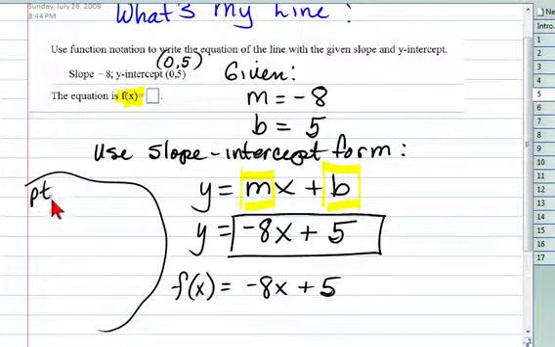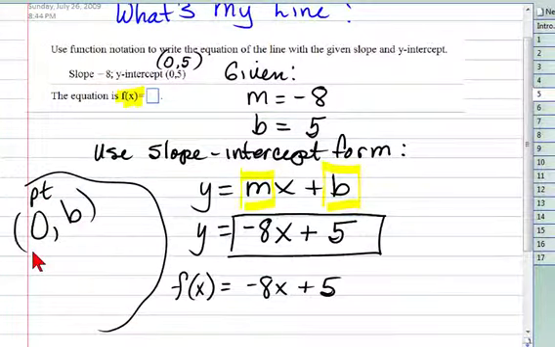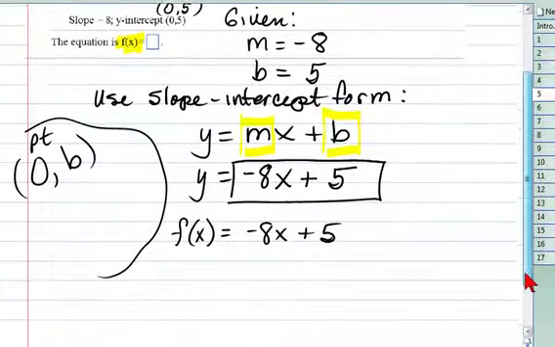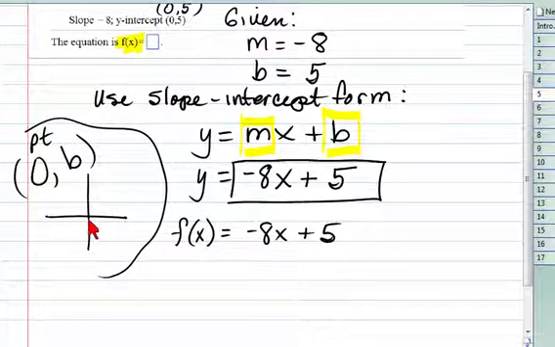When you have a point that is 0, comma, a number, what that tells you is that you are on the y-axis. Because if your x is 0, then you didn't go right or left. You are on this axis. And that means it's the y-intercept. So all the 0 did was tell you it was the y-intercept. And that'll be another question in just a minute.